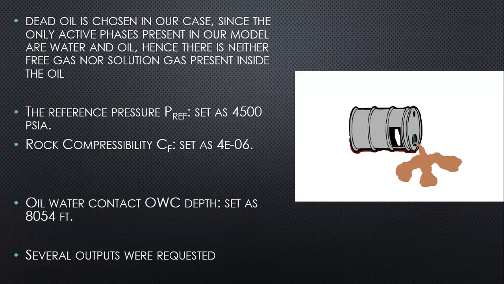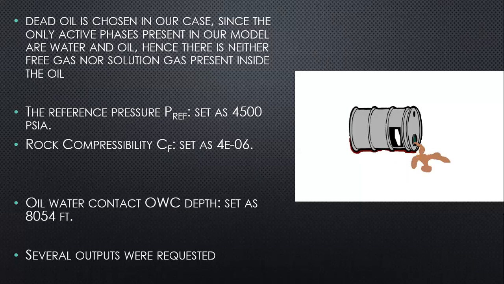We also have the PVTW, which shows the PVT properties of water. And finally, we have the ROCK keyword, which expresses the rock properties, and consists of 2 major components: the reference pressure, P reference, set as 4,500 psia, and the rock compressibility, which is set as 4 exponential 0.6.